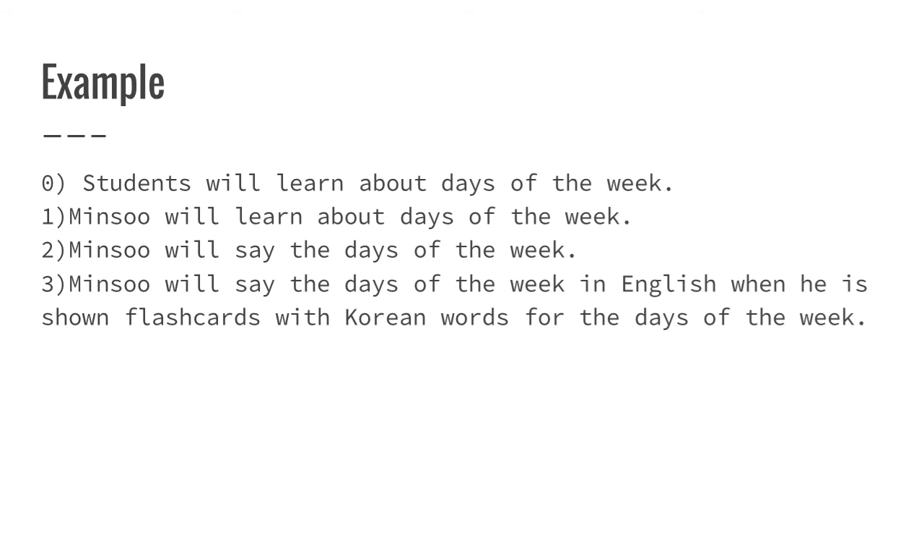Okay? So it will look like this. So students will learn about the days of the week. This is probably what your objective looks like to begin with, right? Then I want to change it to Minsu will learn about the days of the week. Now I'm thinking about my student Minsu. I'm thinking about his level. I'm thinking about him in the classroom. I'm thinking about what kind of person he is, what's going to be appropriate for him, right?